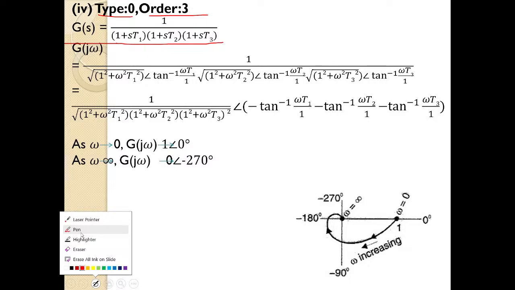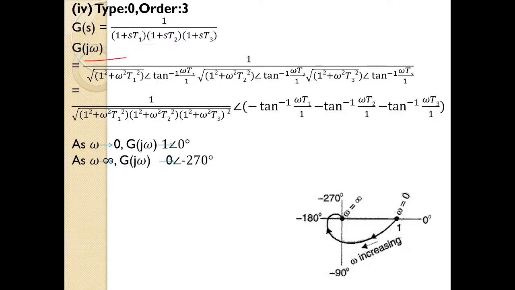So replace s by j omega. Replace s by j omega and there are three terms here. So you can write down root of 1 square plus omega square t1 square, one magnitude. Other magnitude is root of 1 square plus omega square t2 square. Directly I have written here the magnitude and phase angles instead of replacing s by j omega. I have skipped that equation. Next, root of 1 square plus omega square t3 square.